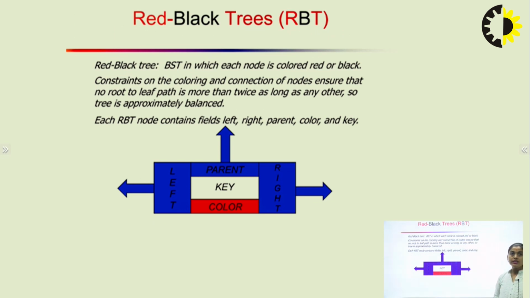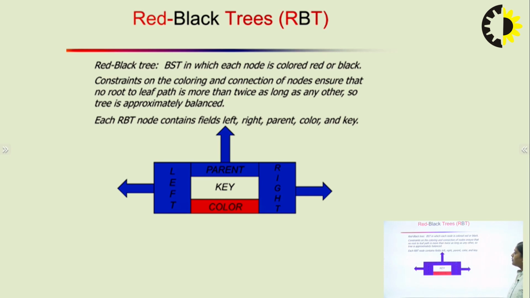Now, what is an RB tree? As the name suggests, in this particular tree, every node contains one of two colors. Either it is red or it will be black. So, an RB tree is basically a binary search tree in which each node is colored red or black. Constraints on the coloring and connection of nodes ensure that no root to leaf path is more than twice as long as any other, so the tree is approximately balanced.